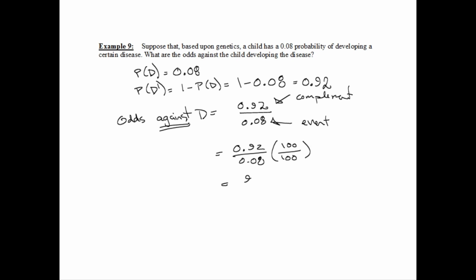So we end up with 92 to 8, which we can simplify to 46 to 4, and then 23 to 2. You want to simplify it as far as you can.